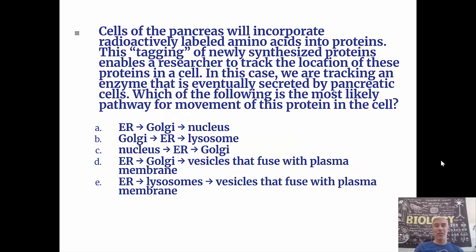Okay? Cells of the pancreas will incorporate radioactively labeled amino acids into proteins. This tagging of newly synthesized proteins enabled the researcher to track the location of these proteins in a cell. In this case, we are tracking an enzyme that is eventually secreted. Which of the following is the most likely pathway of the movement? What is the order? Remember, it goes ER to Golgi to vesicles that fuse with the plasma membrane.